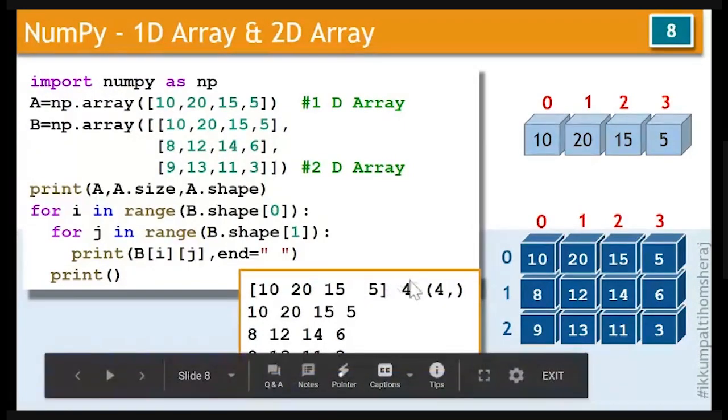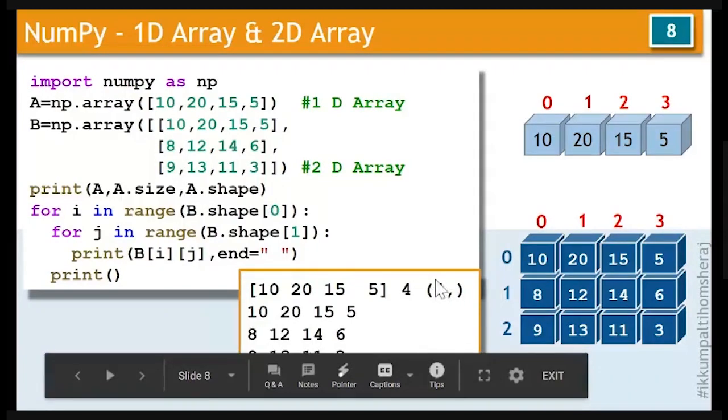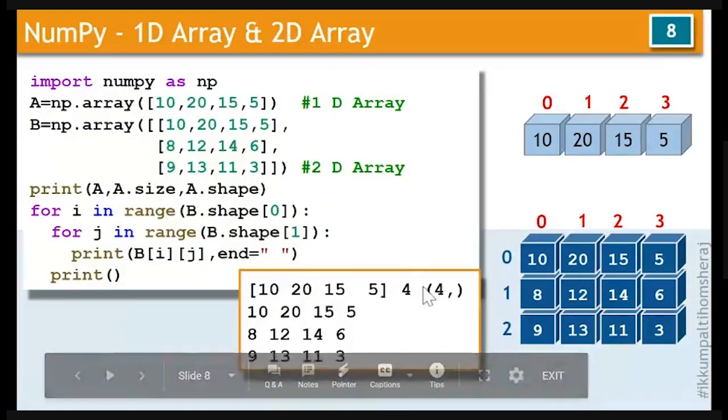When you say a.shape, shape will be a tuple in which each dimension's number of elements are mentioned. So in this case, it is a 1D array. So it will have only one dimension and the total number of elements is 4, right? This comma shows that it is a tuple inside the round braces.